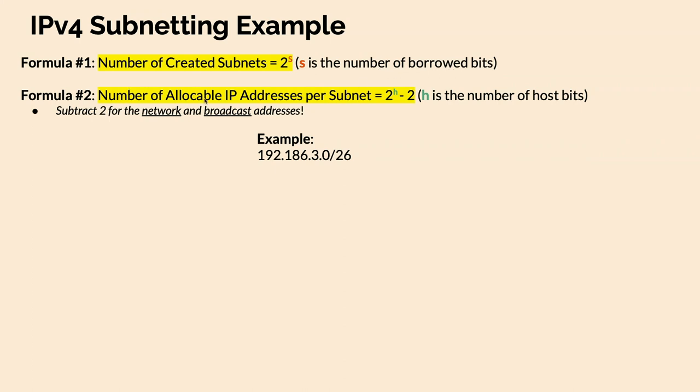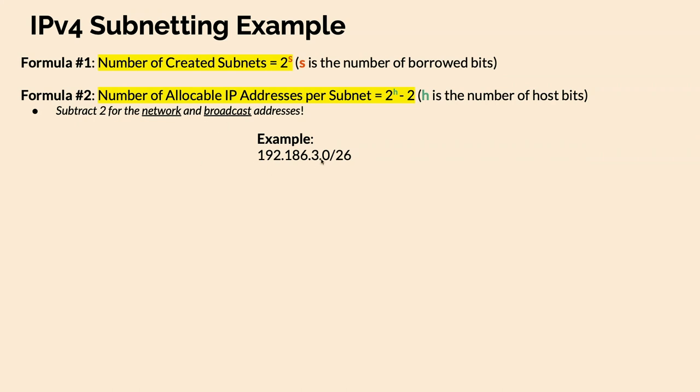As well as the number of allocable IP addresses per subnet is 2 to the H minus 2, where H is the number of hosts, right? The reason why you have to subtract 2 is because the network and broadcast addresses on any network are not allocable. And I'll give you an example. This seems a little theoretical, but I'll give you an example right now.